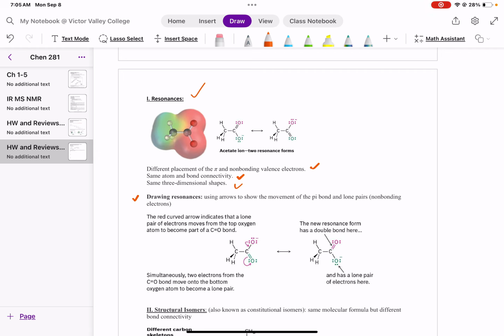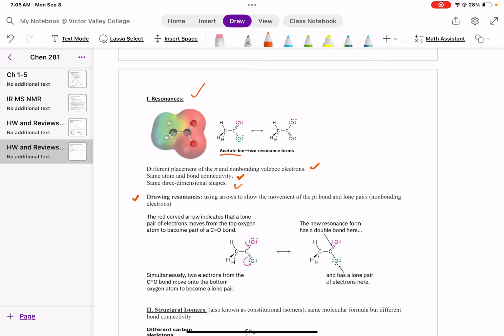They just happen to have 2 different ways. That's acetate ion, 2 resonant forms, 2 different valid Lewis structures for the same ions or molecules. Now isomers are different. You got 2 different molecules, 2 different structures, that share the same molecular formulas.